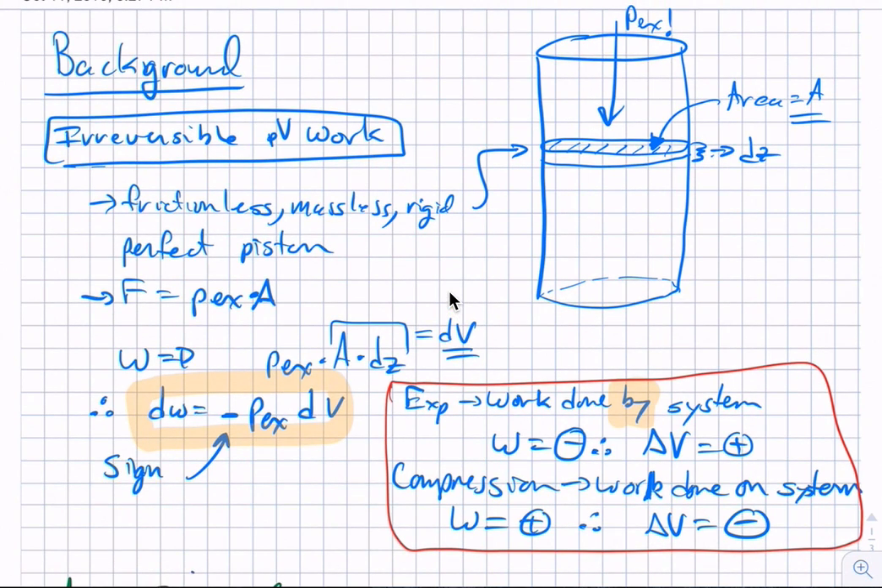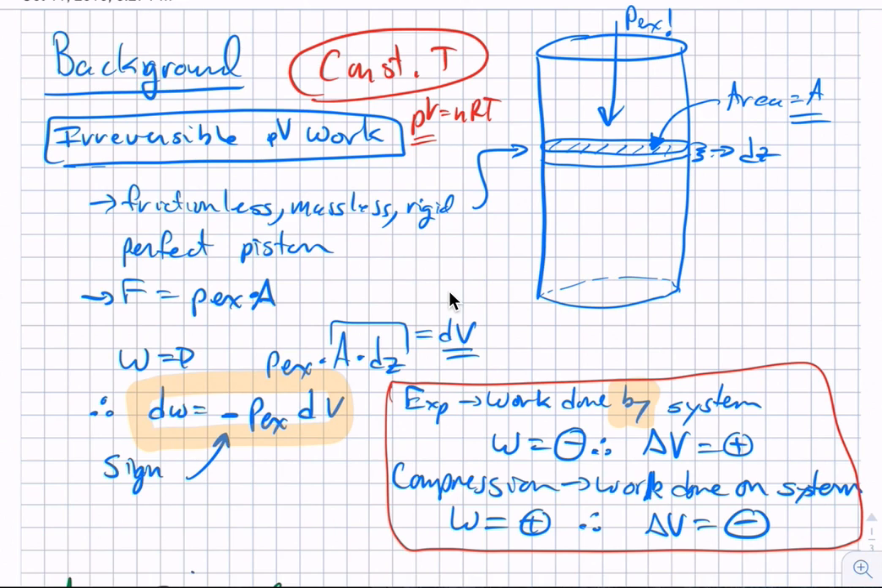Irreversible PV work. So the idea we've got here is that at constant temperature, we're going to realize that pressure times volume is equal to nRT, which is a constant. So if we focus on the PV part of that, we're going to start thinking about how we can do work on or by a system through the compression or expansion of a gas.